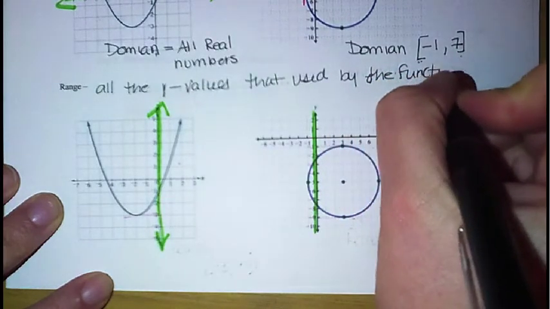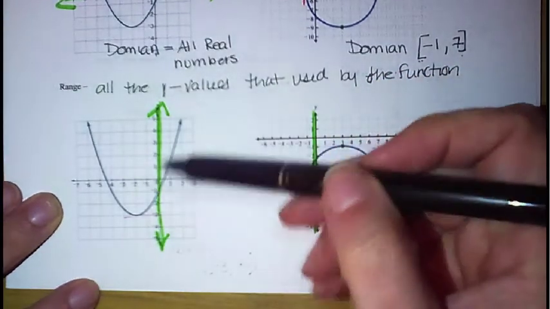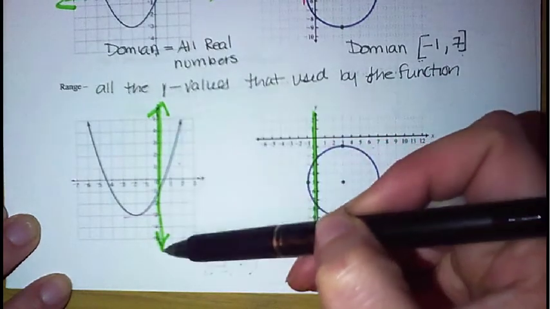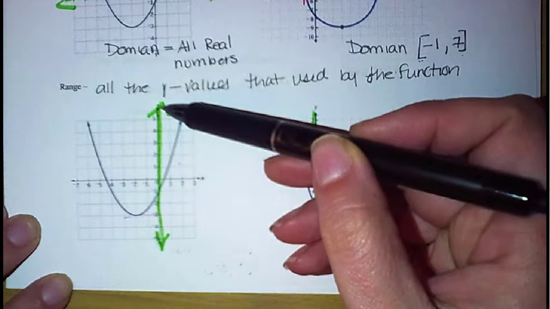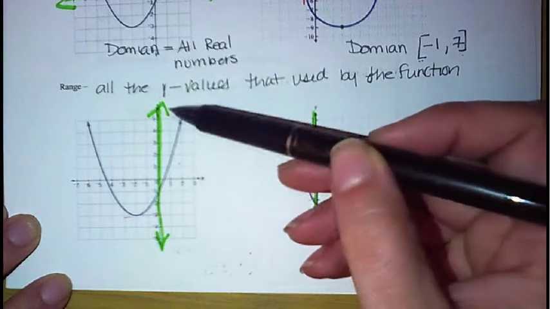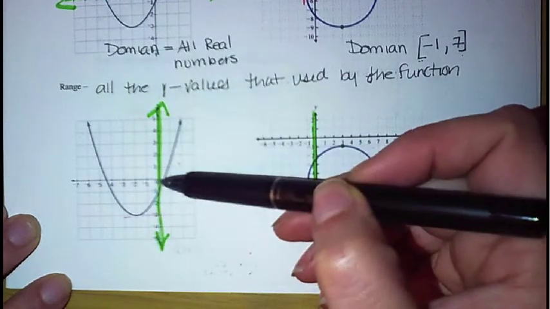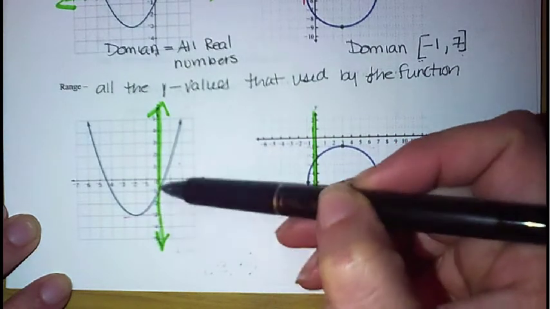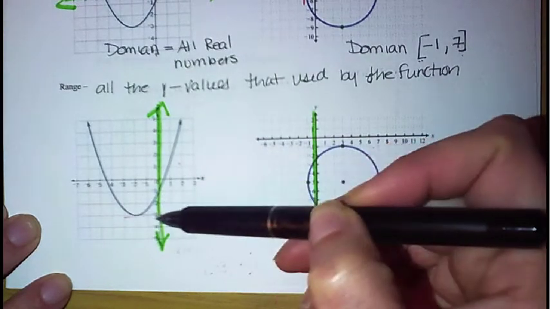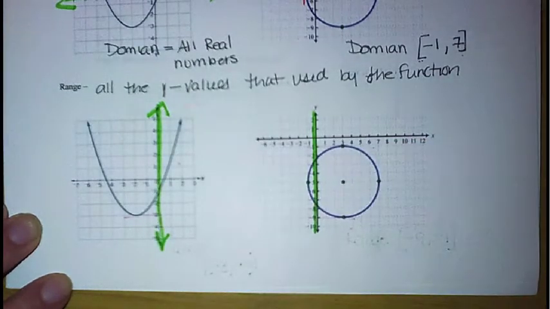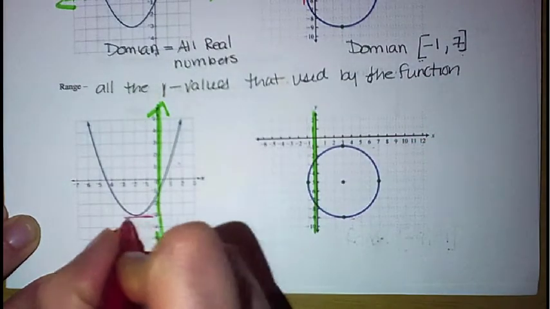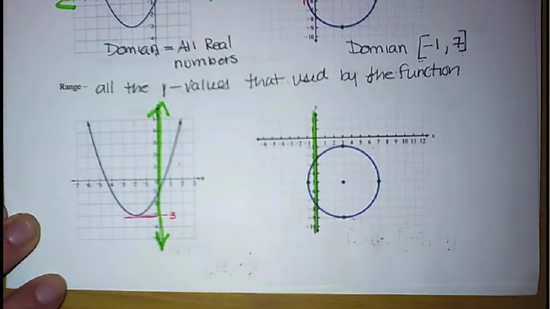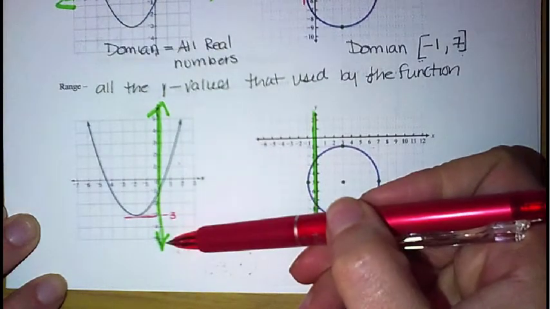So very similar to our domain, except now we're looking at what values are used along our y axis, or our y here that I've highlighted for you. Now notice that when we look at our graph, as we go down to the negative values, notice that our U stops here at this value right here, which is -3. So it doesn't go any lower than -3 on our y-axis.